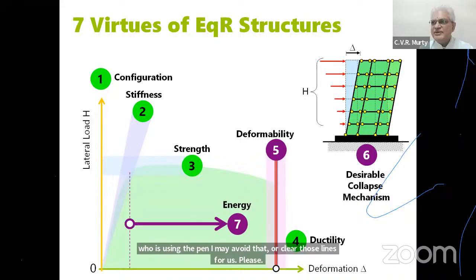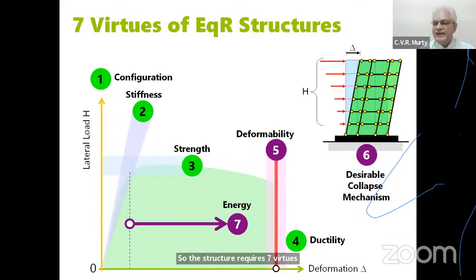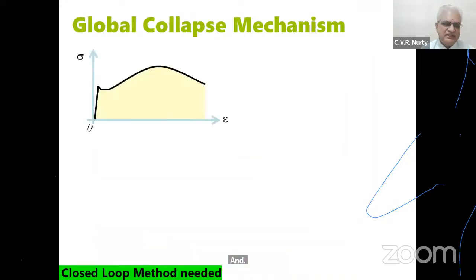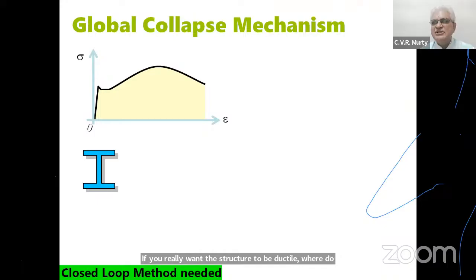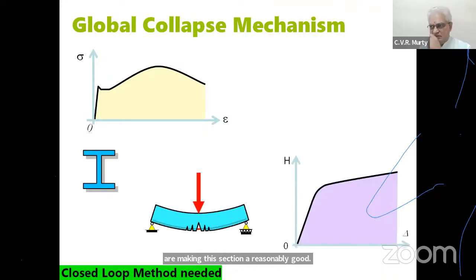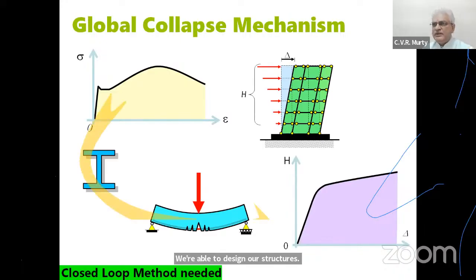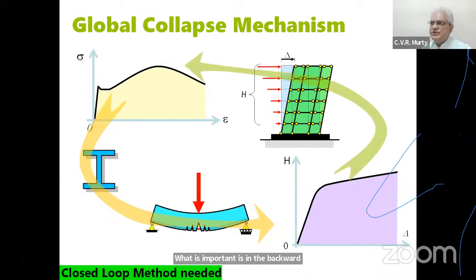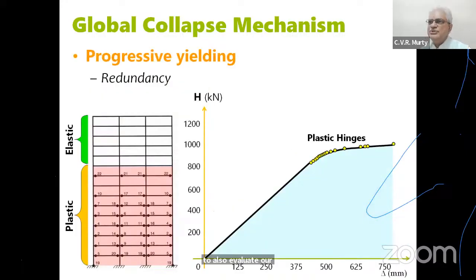So the structure requires 7 virtues. And if you really want the structure to be ductile, where do we start is the question. So we know we have a good material. We know we are making this section reasonably good. We're able to design our structures. And then what is important is, in the backward direction, we need to also evaluate the performance of the structure. This is crucial for us.